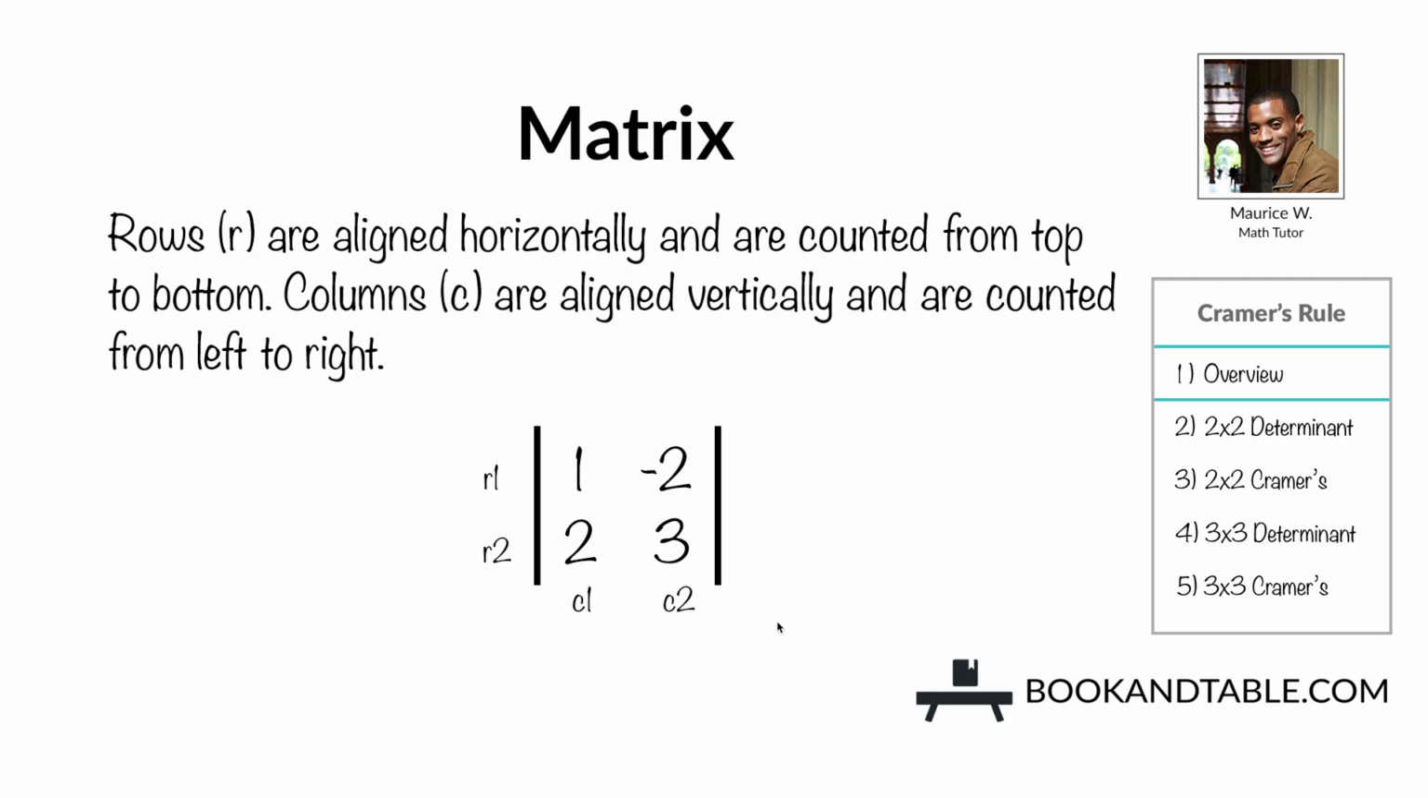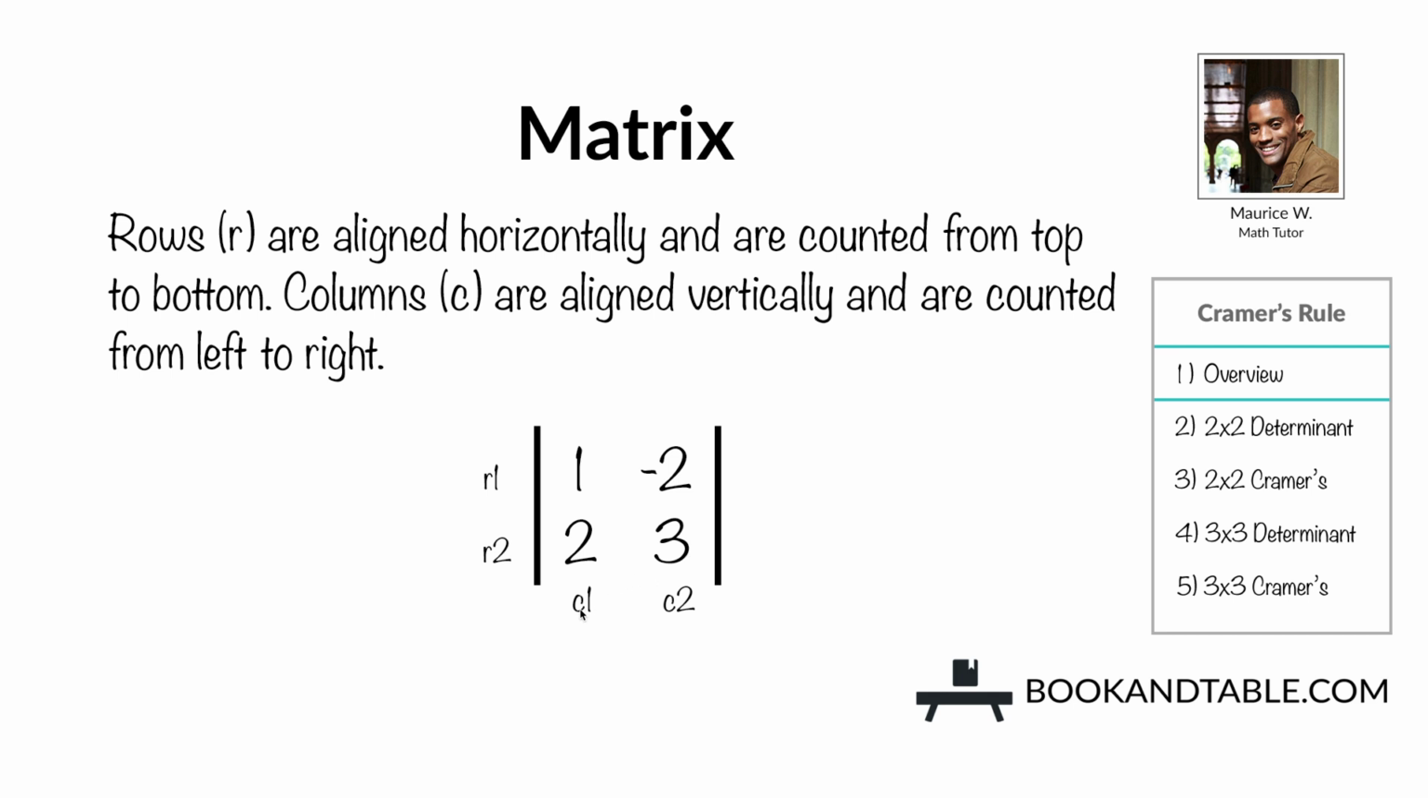Now let's review some basics about a matrix, just so we're clear about the language that I'll be using throughout this chapter. Rows are represented by the letter R, are aligned horizontally, and are counted from top to bottom. So we start with row 1 at the top of our grid. As we make our way down, the next row is row 2. And as I stated, they go horizontally. So it's moving from left to right.